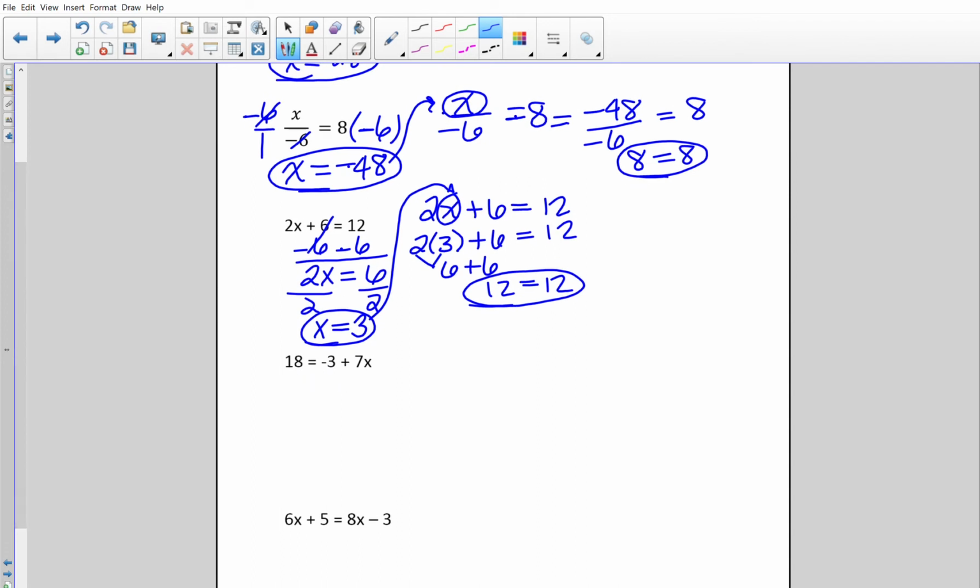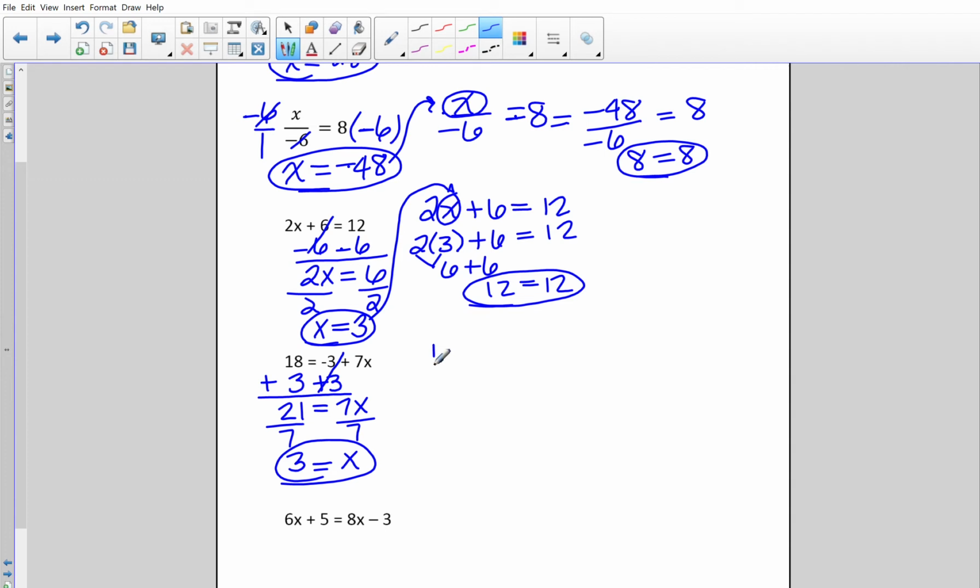Here, 18 is equal to negative 3 plus 7x. So I'm going to start by adding the 3 to both sides. So 18 plus 3 is going to give me 21, which is equal to 7x. And again, 7x is 7 times x. So I'm going to divide both sides by 7, and x would be equal to 3.